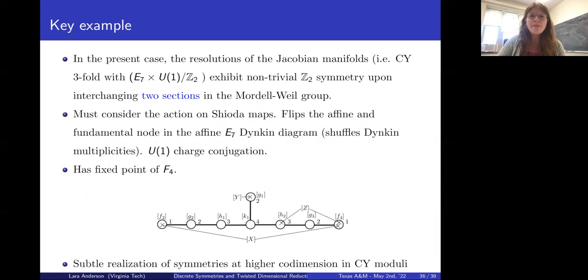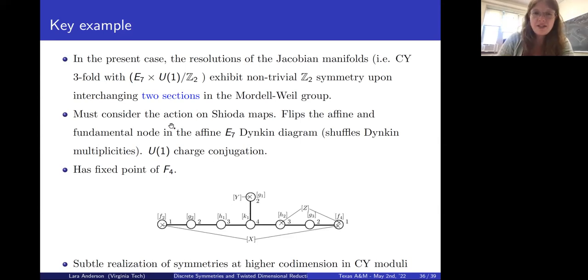But in the present case, I gave you this toy example of a geometry that we stumbled upon that had F4 symmetry in terms of its genus-one geometry and E7 in terms of its Jacobian or elliptic geometry. This has to have a non-trivial Z2 symmetry, which could fold the affine E7 diagram down to an F4. The claim is that we can realize this by encoding a non-trivial Z2 symmetry of the Calabi-Yau geometry, which interchanges the two sections in the Mordell-Weil group. This is the group of possible rational sections in the geometry.